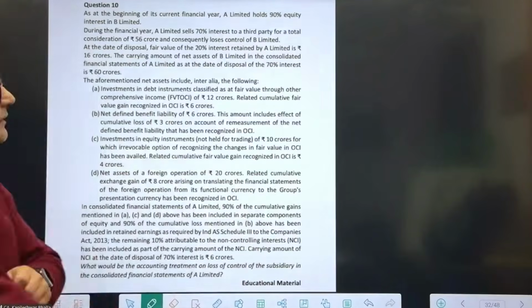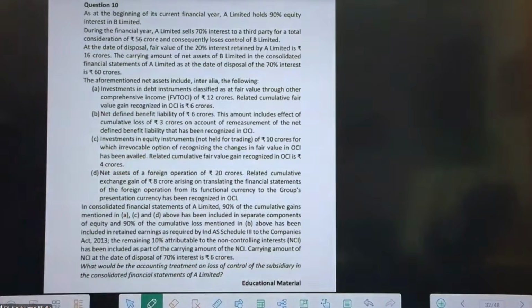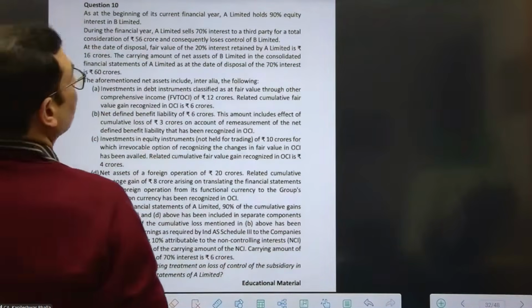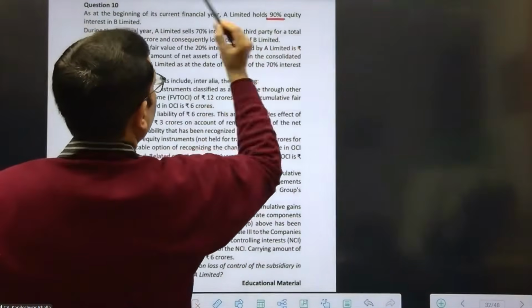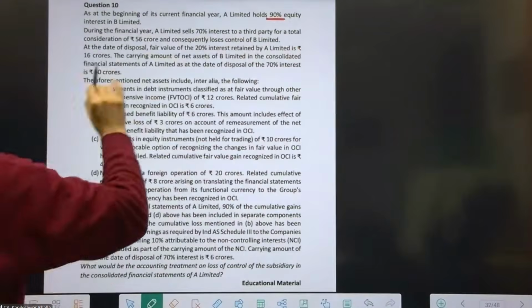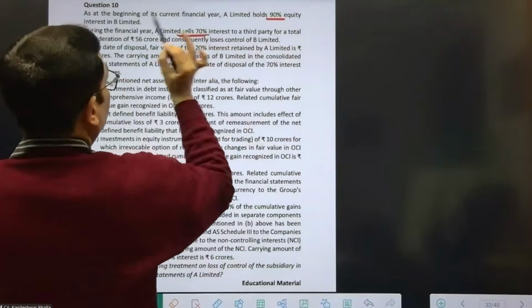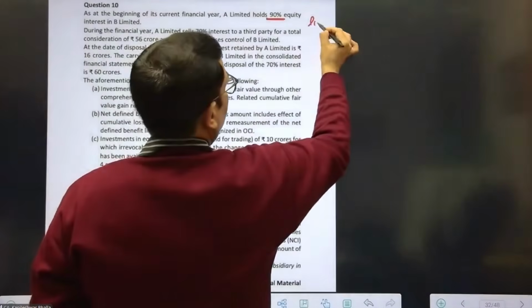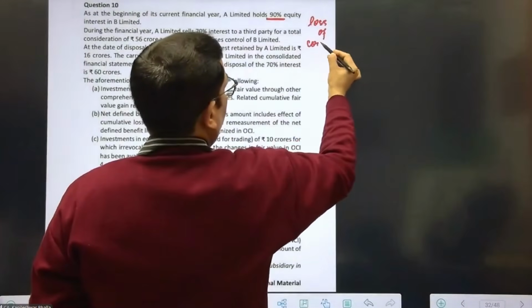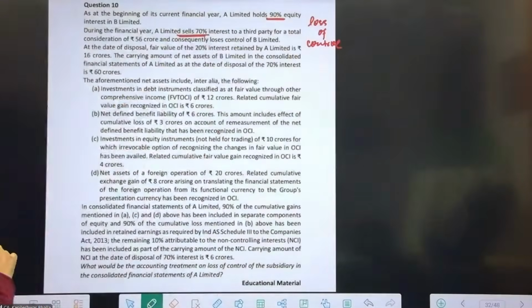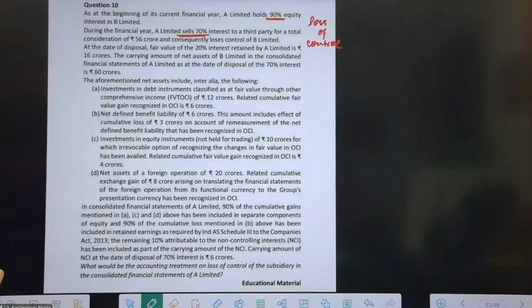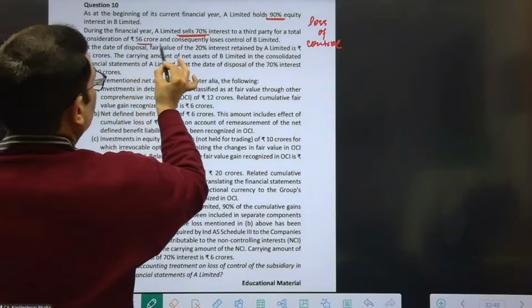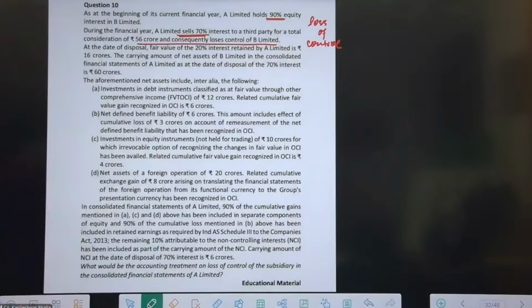Right, so let me just read the inputs now. It says at the beginning of the current financial year, A has got a 90% equity interest in B. And during the year, it sells a 70% interest. So what is this case? Is it a case of loss of control? Correct? This is a case of loss of control, correct? Yes. So which means the company was already having control, and then it sold 70% interest for 56 crores, and consequently it loses the control in terms of B.